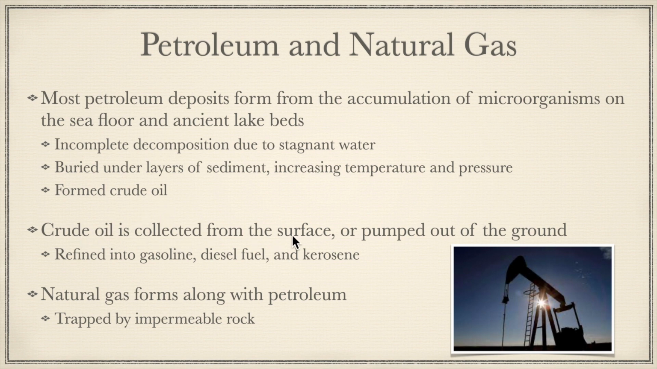Crude oil is collected from the surface or pumped out of the ground. This is refined into gasoline, diesel fuel, kerosene, etc. Natural gas forms along with petroleum and tends to rise to the top of the rock that the petroleum is in. But then this is trapped by impermeable rock. So impermeable basically meaning rock that the natural gas cannot flow through. And natural gas is basically methane, which is CH4. Crude oil is a mixture of a bunch of different hydrocarbons.